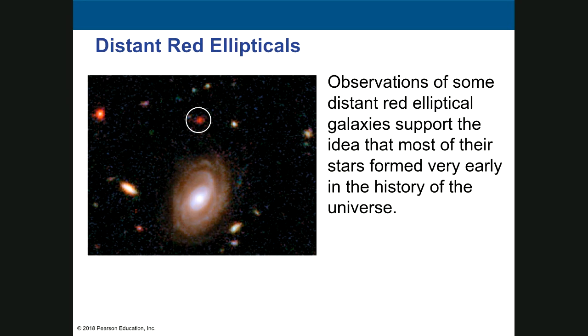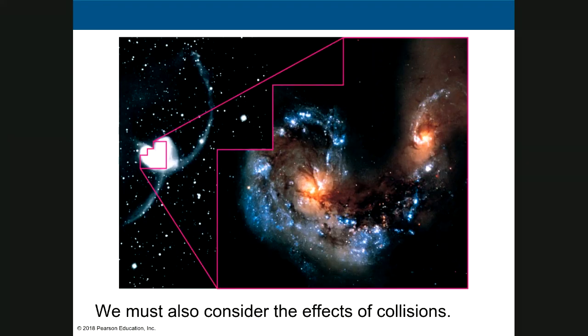Let's see. Observations of some distant red elliptical galaxies support the idea that most of their stars formed very early in the history of the universe. Okay. And we must also consider the effects of these collisions. This is a live picture of a collision, right? This one's going on right now.